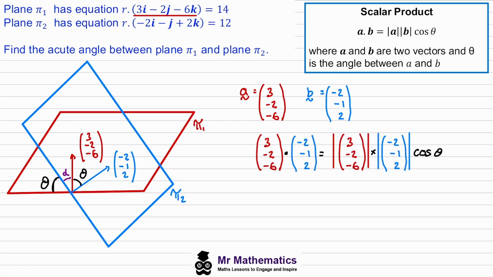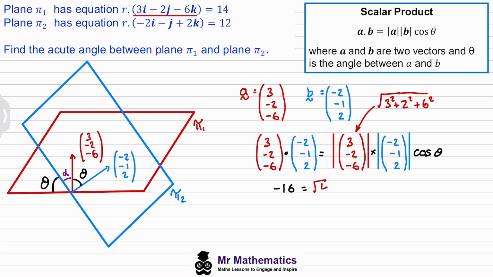So we've got A dotted with B will equal the magnitude of A multiplied by the magnitude of B times the cos of the angle theta. So we can work out the left-hand side. We've got -6 plus the 2, take away the 12, which gives us -16. And then we can Pythagorize each of these.